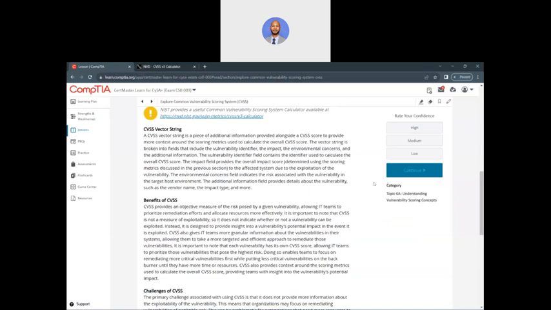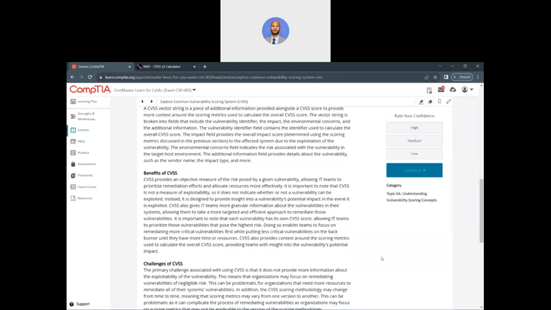So CVSS vector strings: a piece of additional information provided alongside a CVSS score to provide more context around the scoring metrics used to calculate the overall CVSS score. So this is very important. This gives you background as to how the organization or the team that created the CVSS scoring model were able to come to that conclusion based off of information within the organization. This is what you need with the CVSS score to understand why certain things were scored what they scored.